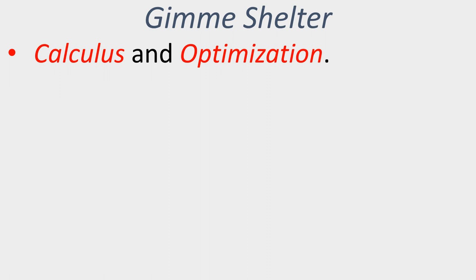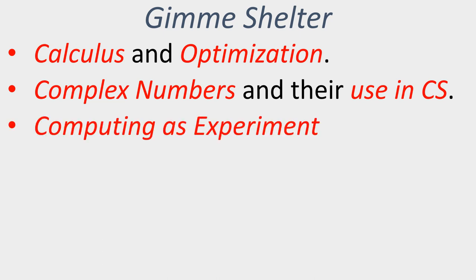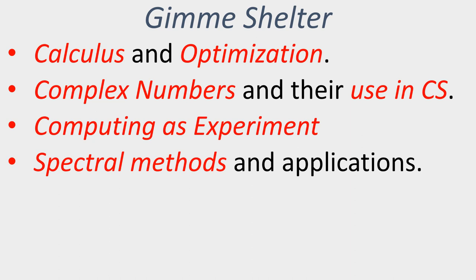And then things started getting a little bit more interesting. We moved on to calculus and its role in optimization theory. We saw how complex numbers are used in computer science. We had a very brief look at this notion of computing as an experimental subject. And finally, we looked at a comparatively recent development, the use of spectral methodology and its applications in a number of different areas of computing.